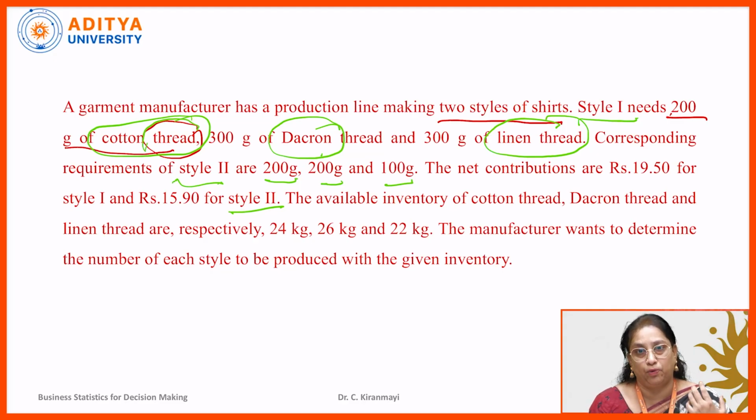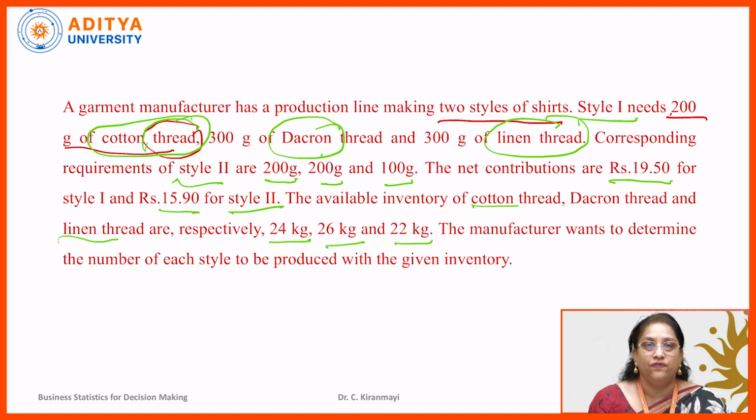And the net contributions, that is the contribution of each style, means the profit upon 1 unit of style 1 shirt, which is going to be 19.50 rupees, and the contribution of style 2 is going to be 15.90 for a style 2 shirt. The available inventory of cotton, Dacron and linen thread is 24, 26 and 22 kgs respectively.